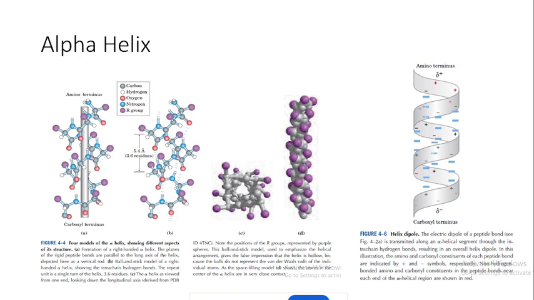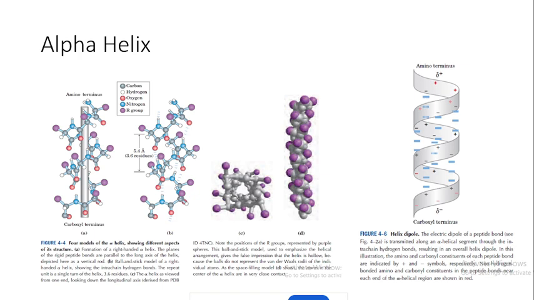So in DNA, which you have studied, it has a double helical structure, a double helix. But alpha helix in protein has a single helical structure, made up of hydrogen bonding. Hydrogen bonding, very good.